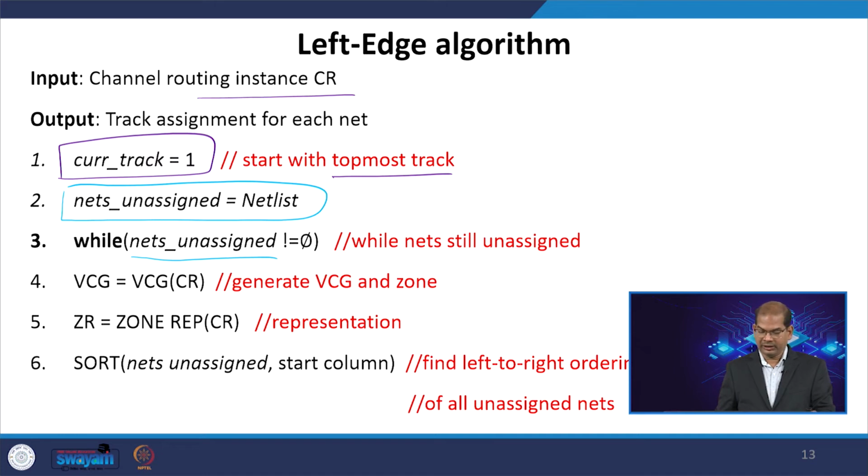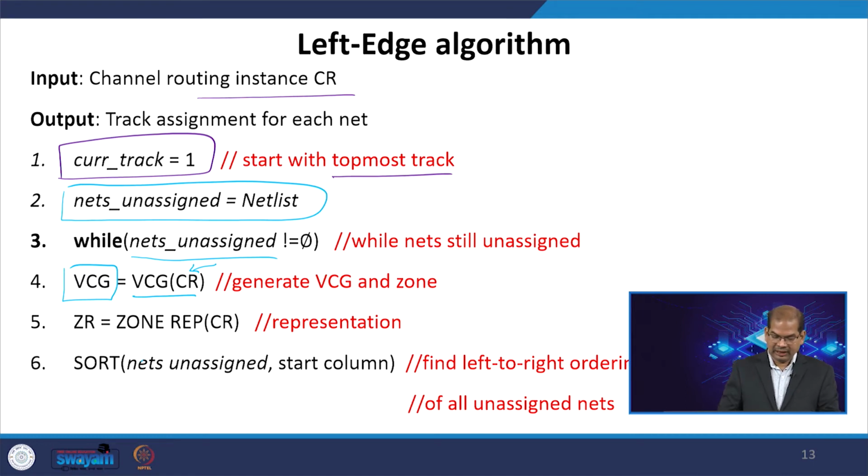Then what is happening is that we are creating the vertical constraint graph and zones. The first one is a function which creates a vertical constraint graph of the routing instance, or the channel routing instance CR. The input is the CR and the output is your vertical constraint graph. Then you have a zone representation, which happens in the fifth line.